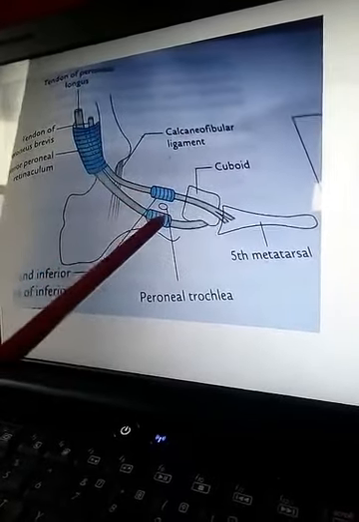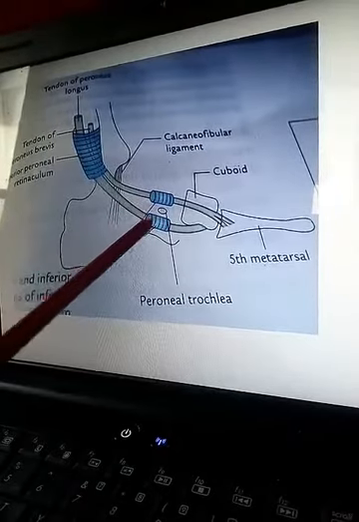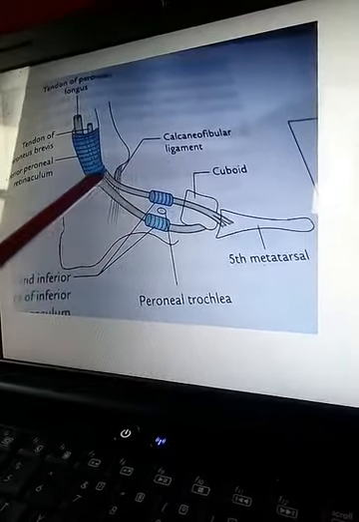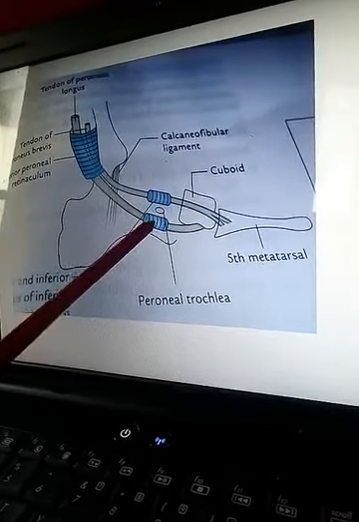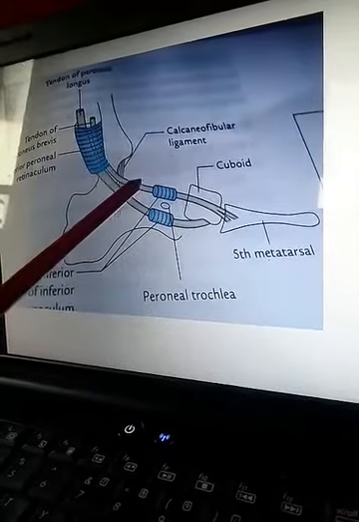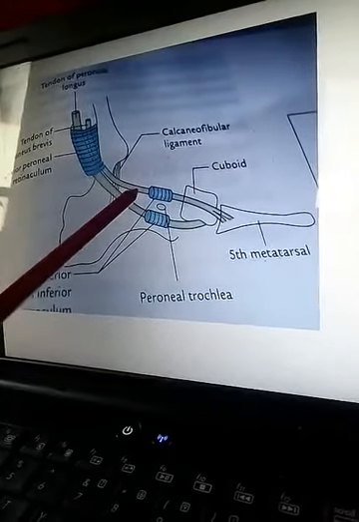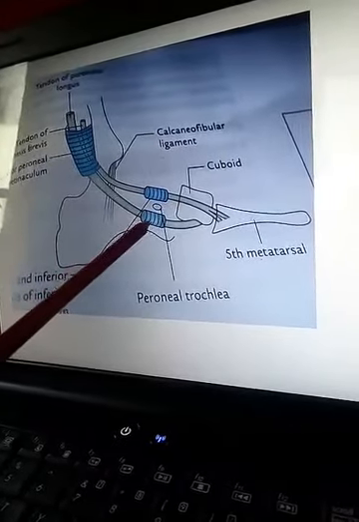Now the inferior peroneal retinaculum, it is a thickened fibrous band of deep fascia situated antero-inferior to the lateral malleolus. Superiorly it is attached to the anterior part of the superior surface of the calcaneum, and inferiorly it is attached to the lateral surface of the calcaneum.